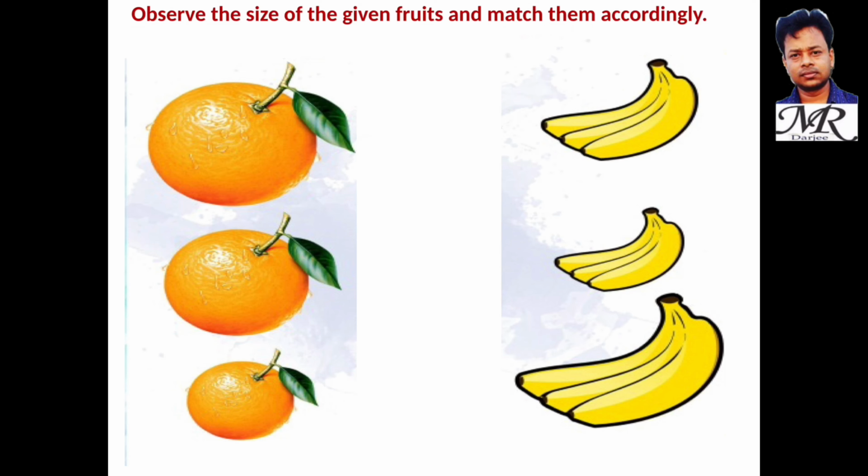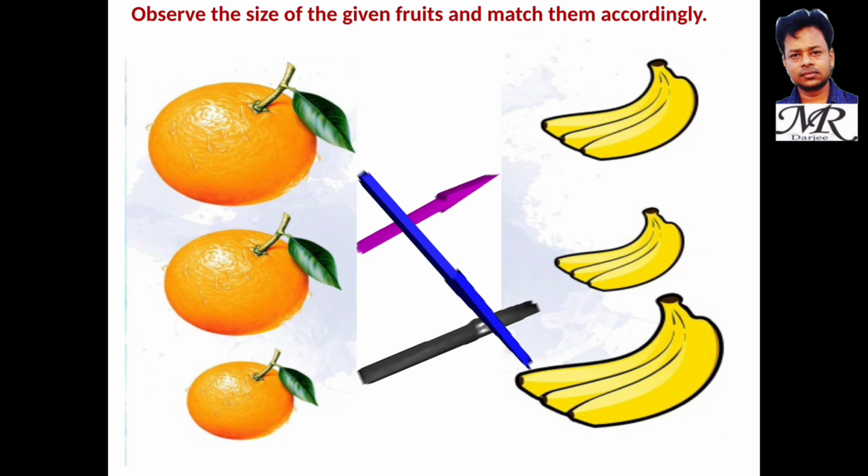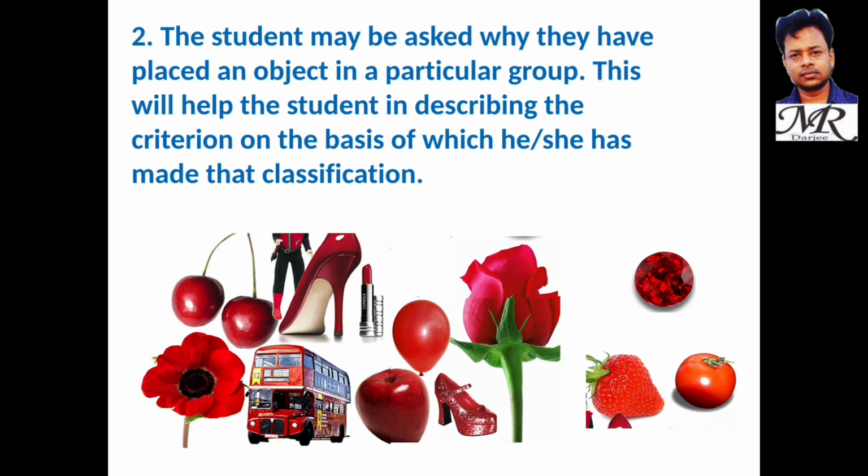Observe the size of the given fruits and match them accordingly. Student may be asked why they have placed an object in a particular group. This will help the student in describing the criterion on the basis of which she has made that classification.